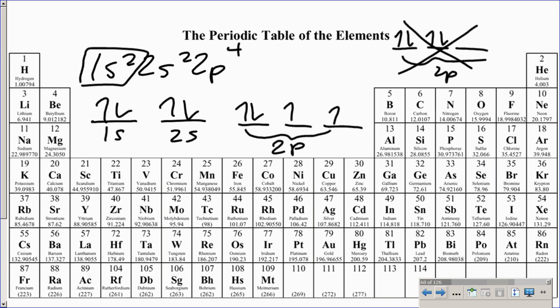And this is called an orbital diagram. I know it doesn't look like you're drawing anything, but you are. That's a diagram. All right, so who feels good with that? Yeah? All right, we've got to work on this more. Let's do another one. Let's do a harder one.